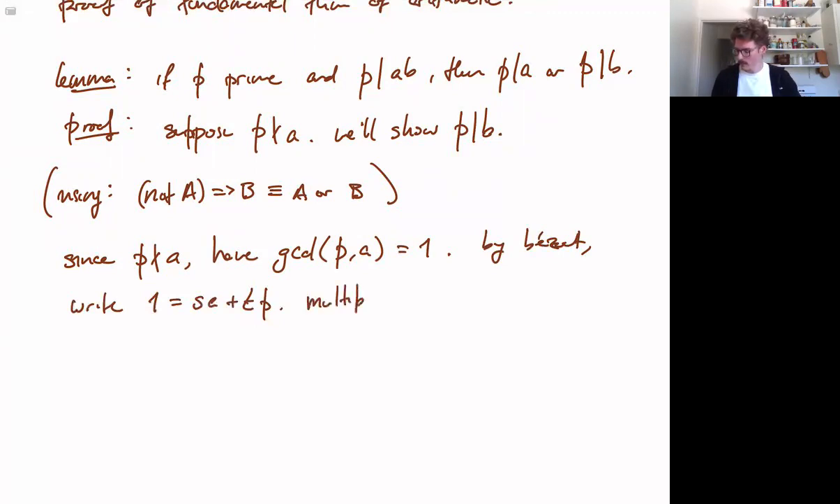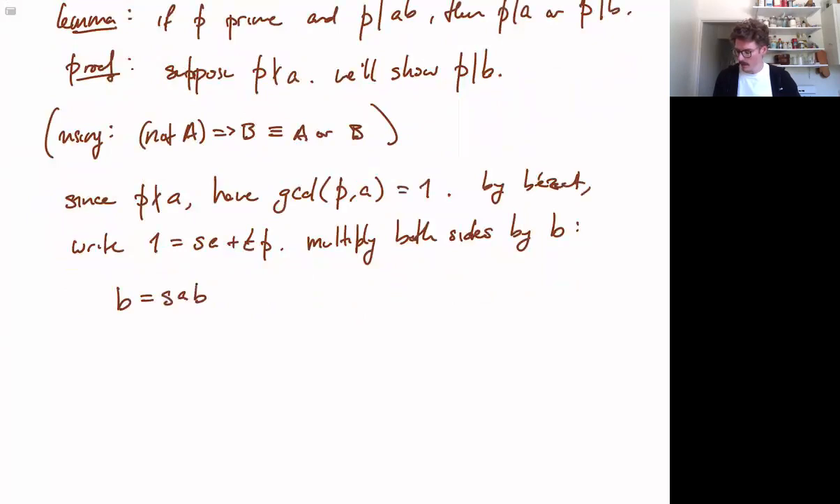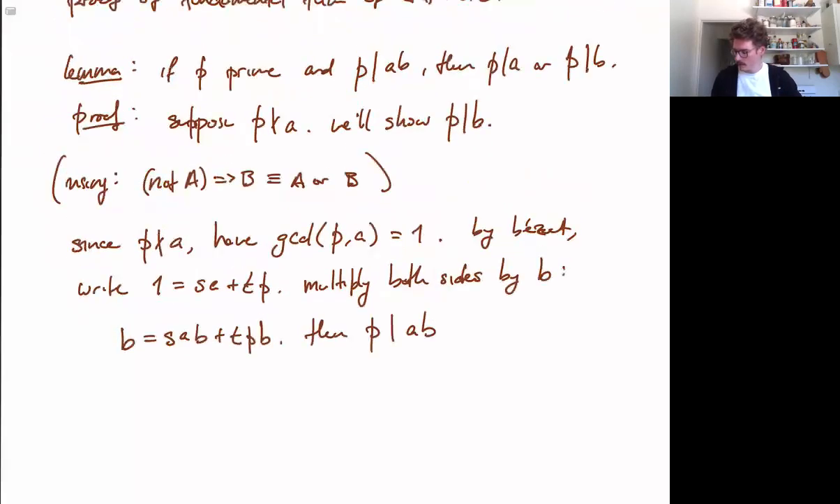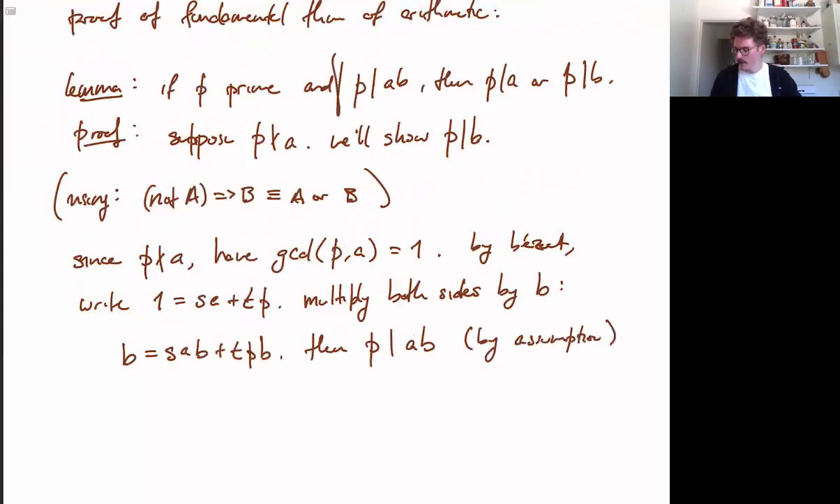Now, multiply both sides by B, and what we get is B equals SAB plus TPB. And what can we say now? Then P divides AB by assumption. That's this thing up here. And evidently P divides TPB. I don't know what the best way to say this is. But the point is that P divides this thing because it divides this little guy and it divides this little guy.